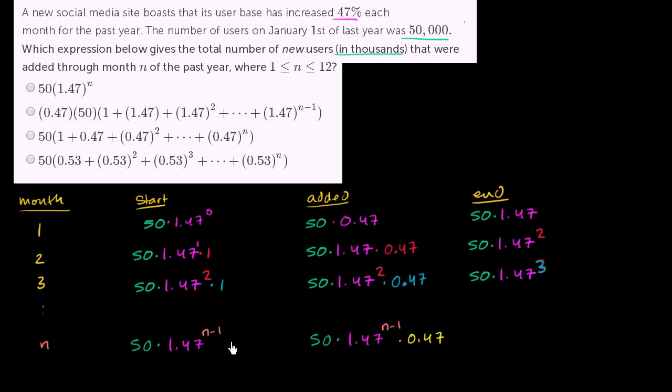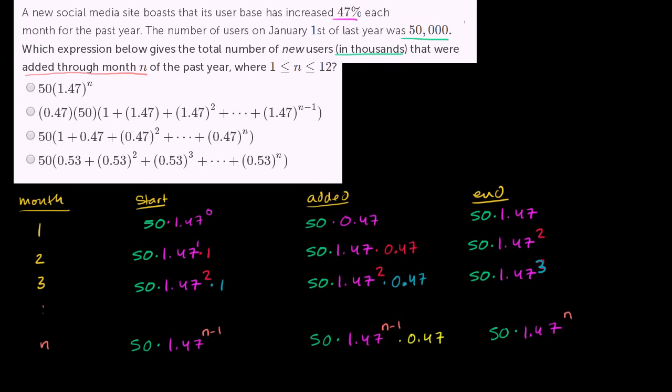Well, when you add these two things, you are going to get 50 times 1.47 times 1.47 to the nth power. So let's think about how we can come up with the expression for the total number of new users in thousands that were added through month n.